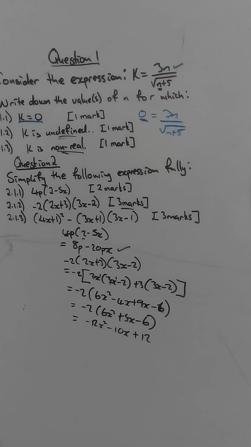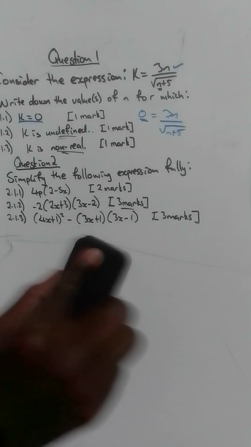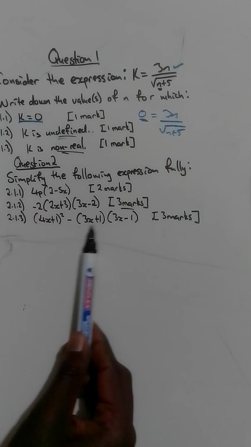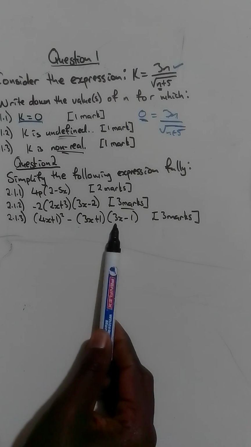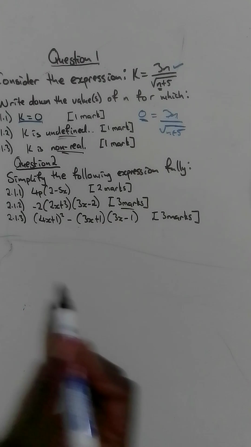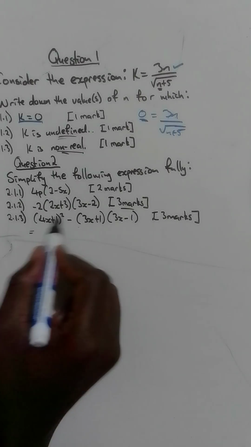Now, let's deal with the last one, where we are given what? We are given 4, open bracket, 4x plus 1, this one, minus 3x plus 1, and 3x minus 1. Difference of 2 squares. Now, where are we going to start? We are going to start with this 4x plus 1 squared.